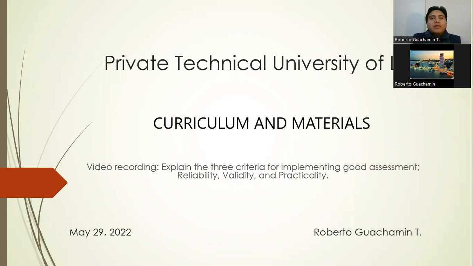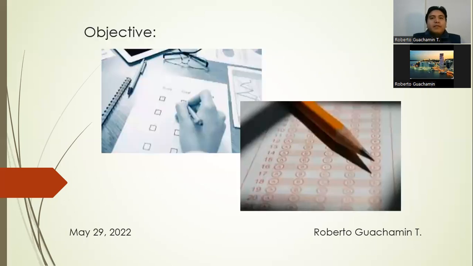Today we are going to talk about the three criteria to implement a good evaluation: reliability, validity, and practicality. But first, we must begin with what the object of evaluation is, which can have several objectives. However, one of the main ones is educational improvement, in which the results are used to identify the achievements and problems of a student, provide them with feedback, and with this base improve planning so that identified problems can be overcome.